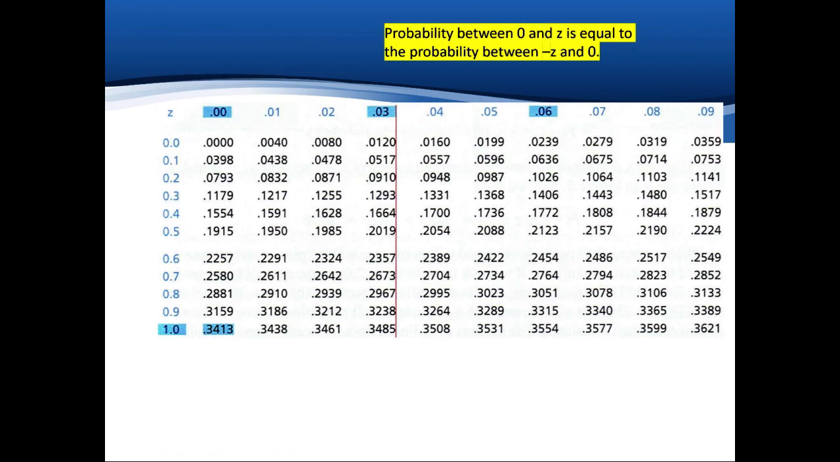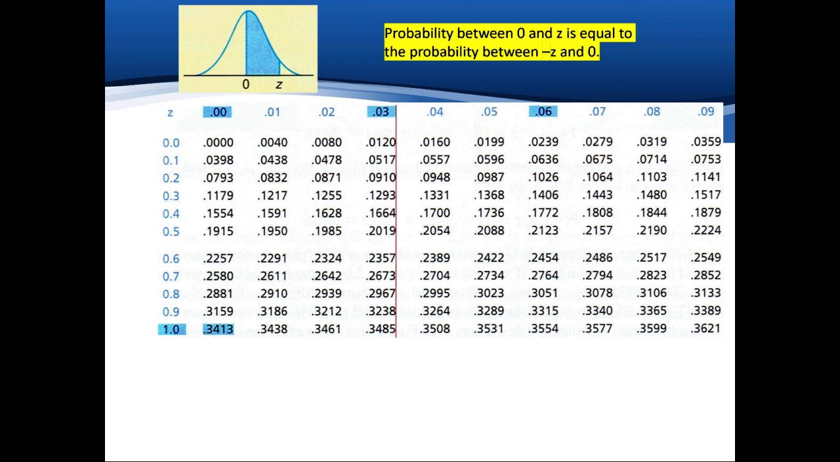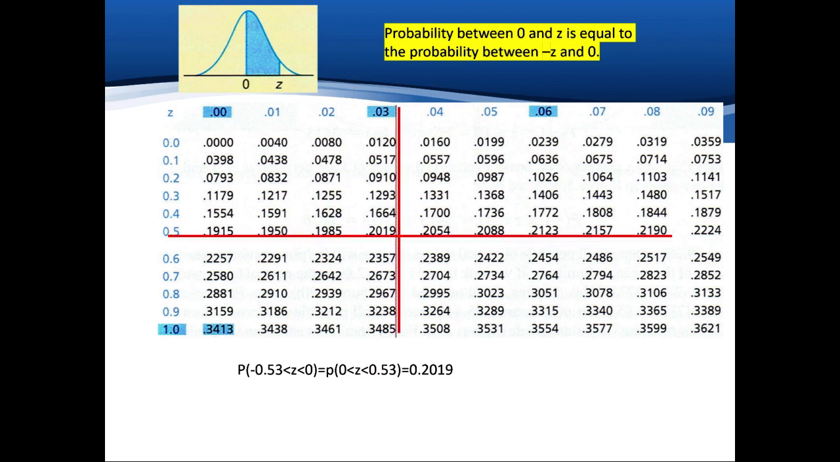The probability between 0 and z is equal to the probability between negative z and 0 because it is symmetric. For example, the probability between negative 0.53 and 0 is equal to that between 0 and 0.53. So the probability is 0.2019.